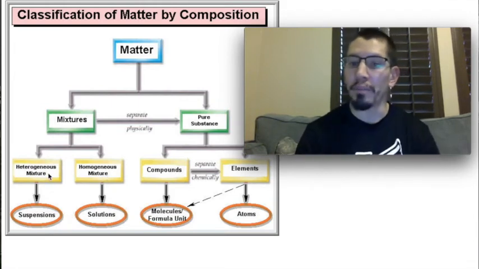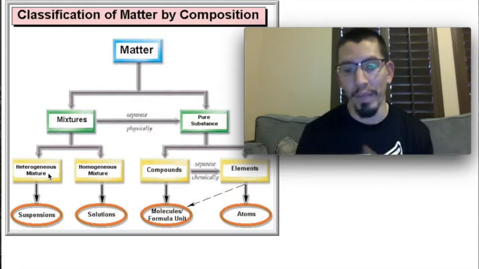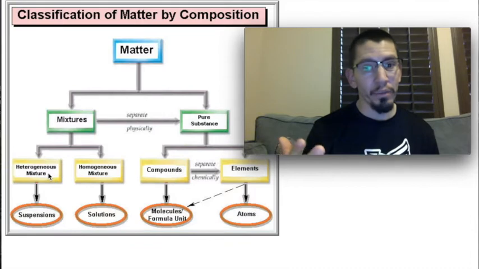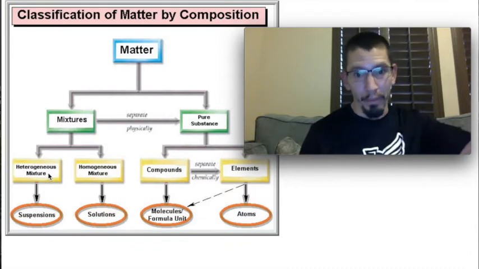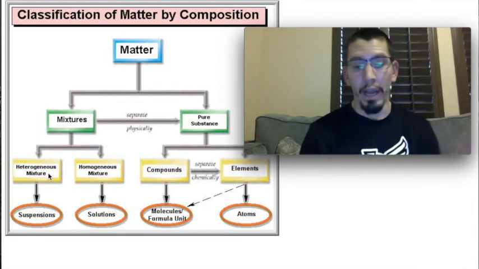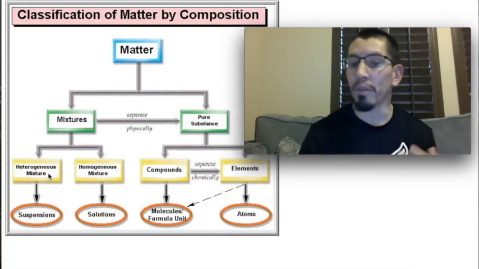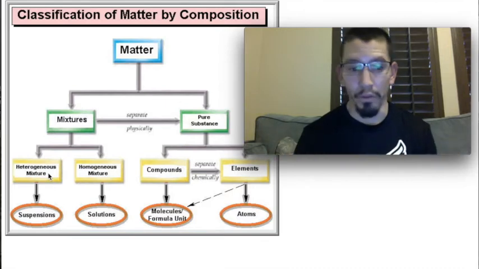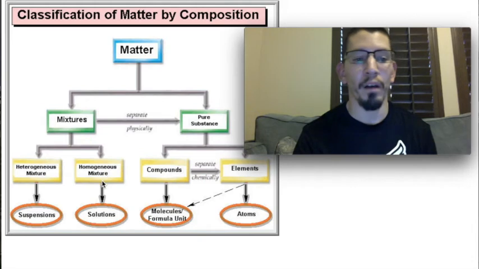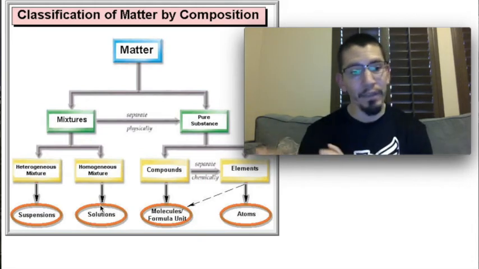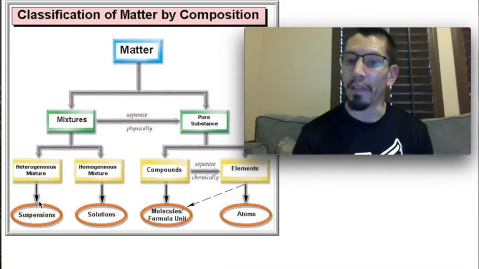A heterogeneous mixture means we can see the differences, we can see the separation. So for example, like salad. Again, salad is the easiest way to go. If I don't like onions, get rid of it. Didn't change really much of the salad except I don't want onions. I still have my lettuce, I still have my tomatoes, I still have my croutons. Anything along those lines. Now, a homogeneous mixture would be like a solution. Again, everything's blended in evenly. If it's not blended in evenly, if it starts to separate, that would be a suspension.